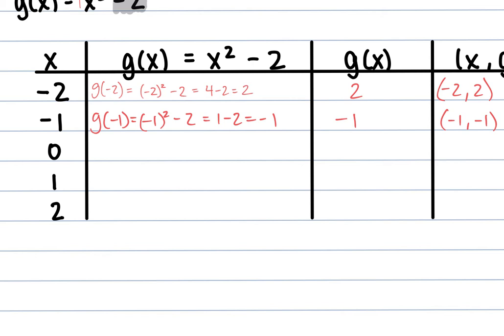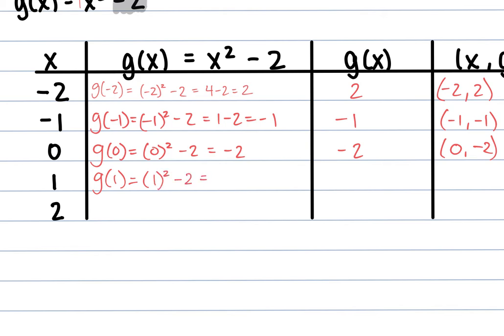All right, my third point. Cody B. It would be g of 0 equals 0 squared minus 2, and that would equal negative 2. Yep. And then 0, comma negative 2. Bingo. Cody K. Do the fourth one. So g of 1 equals 1 minus 2, yep, gives me negative 1.